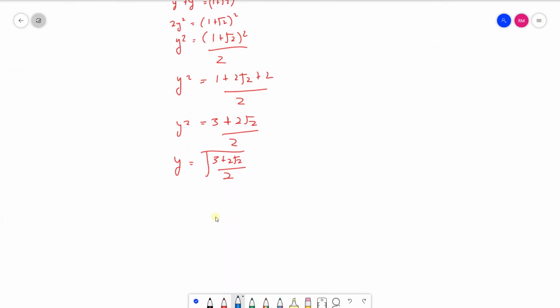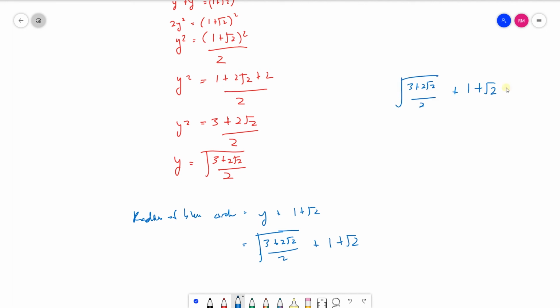So let's do it. The radius of the blue circle equals y plus 1 plus surd 2, where y is the square root of (3 plus 2 surd 2) over 2. Alright, and then plus 1 plus surd 2. Okay, hold on. So that's the answer for this question. We can just leave it like this, or we can further simplify this answer. If you ask me, it's okay to leave it like this also, since we got the answer, it's good enough.